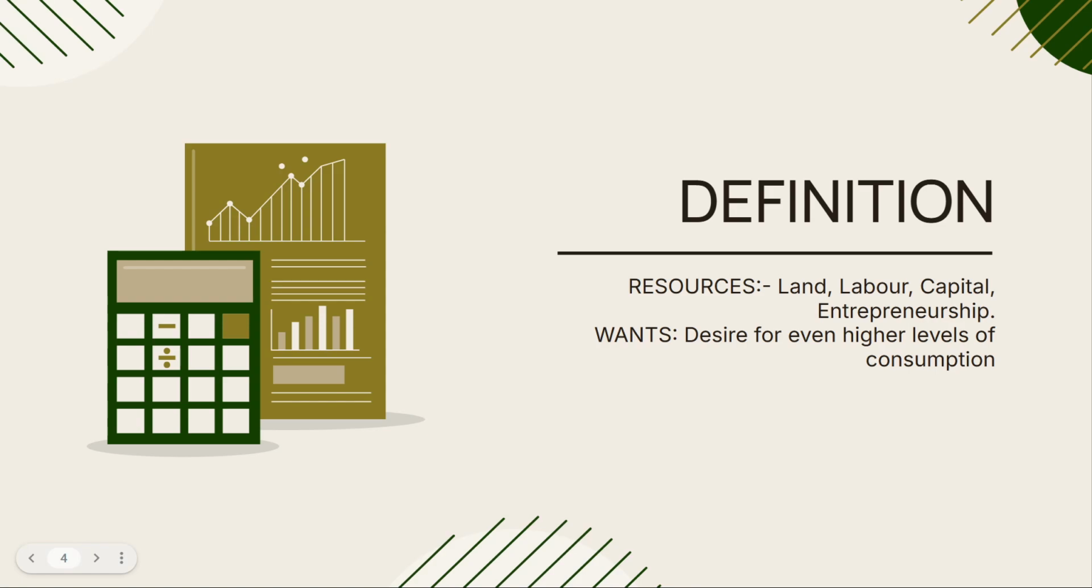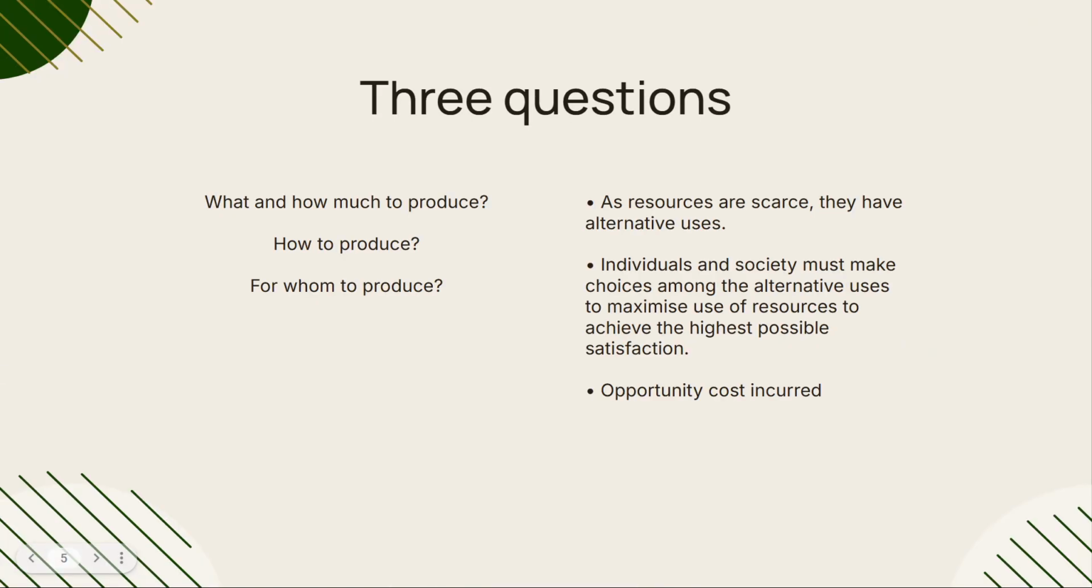And resources can be stated as land, labor, capital, entrepreneurship, while wants is the desire for even higher levels of consumption. So this gives rise to three questions. Firstly, what and how much to produce. Secondly, how to produce. And third, for whom to produce.